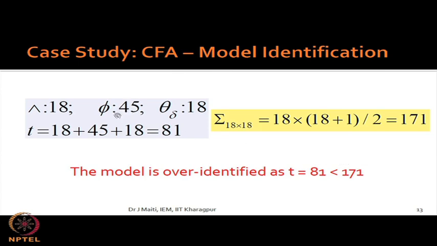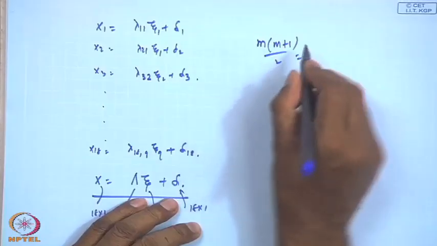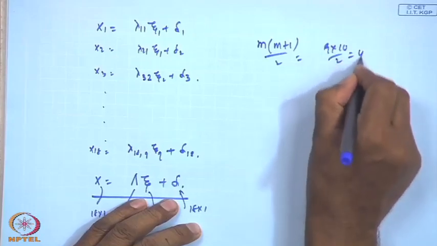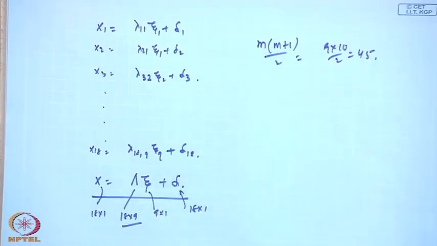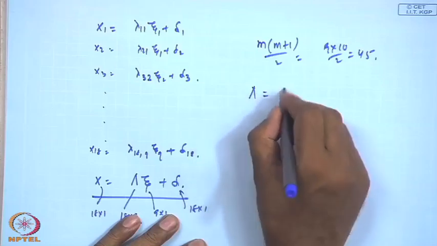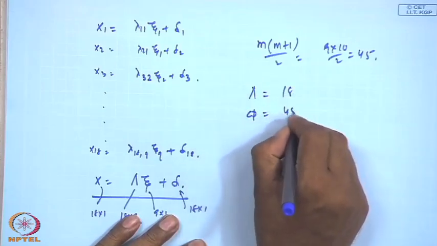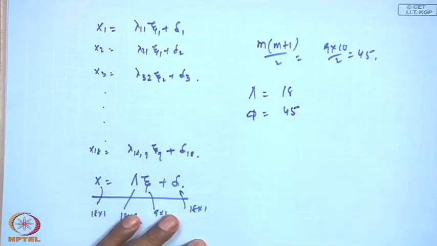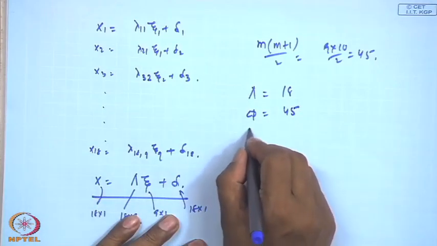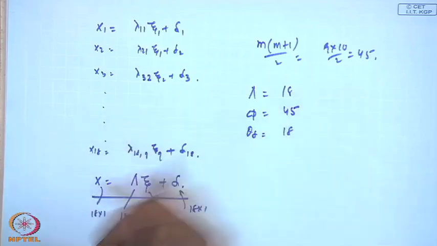Phi, there are how many x? 18 x. So, how many xi? 9 xi. So, m into m plus 1 by 2, 9 into 10 by 2, that will be 45. So, you have lambda, that is your 18, then your phi related parameters will be 45, theta delta again 18, delta 1 to delta 18.